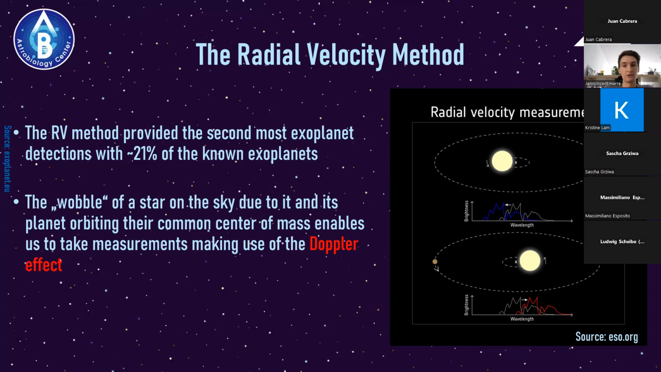And yeah, we can make use of this with the Doppler effect and basically measure the velocity at which the star is moving away and towards us. And this is indicated here in the figure on the right. So when the planet is moving away from us, then the star will be moving towards us, which will lead to a blue shift of the emitted light from the star. And then the opposite happens when the planet is moving towards us. The star will be moving away from us, leading to a red shift in the light coming from the star. But with this method, we can only observe one star at a time.